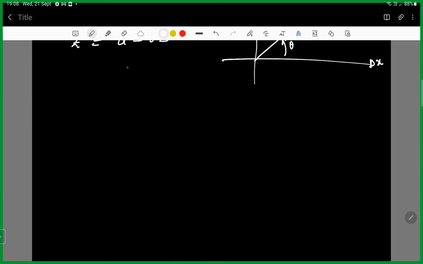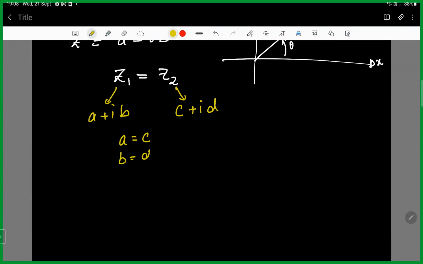If two complex numbers are equal, Z1 equals Z2, let's say Z1 is defined by a plus iota b and Z2 is c plus iota d. When we say that these two complex numbers are equal, that means a should be equal to c and b should be equal to d. That's the only way these two complex numbers can be equal. Write it down. Don't miss any point in complex numbers, okay? It's really important.